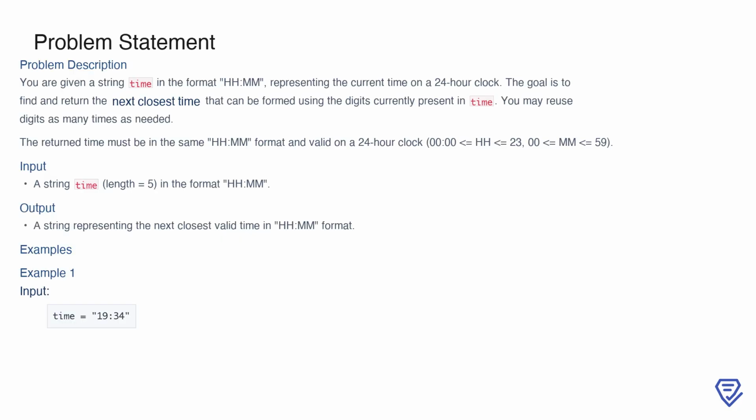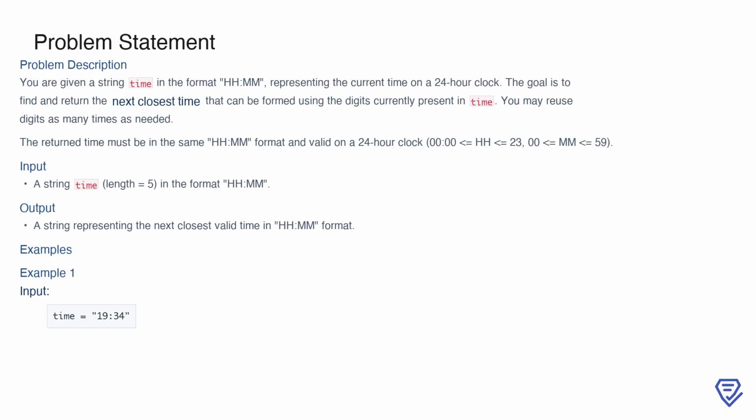In this problem, you're given a string representing the current time in the 24-hour clock format HH:mm. Your task is to determine the next closest time that can be formed using only the digits in the given input. Importantly, you can reuse the digits as many times as necessary, but the resulting time must still conform to the 24-hour clock format. This means the hours must be between 00 and 23, and the minutes must be between 00 and 59. For input, you will always receive a valid string in the correct format, and your output also needs to be a valid time string in the same format.